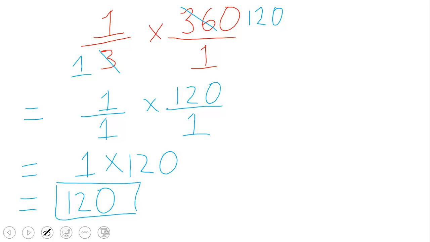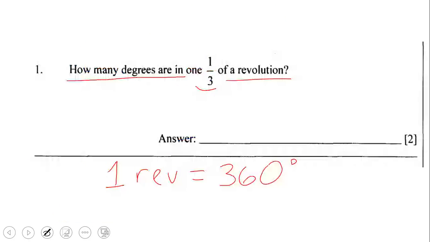So let's go back to our previous slide. The previous slide says how many degrees are in 1/3 of a revolution? The answer is 120 degrees.